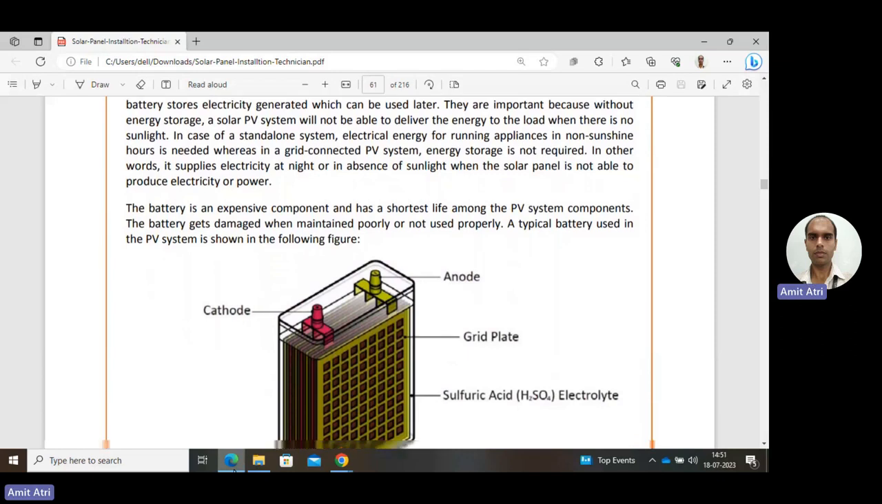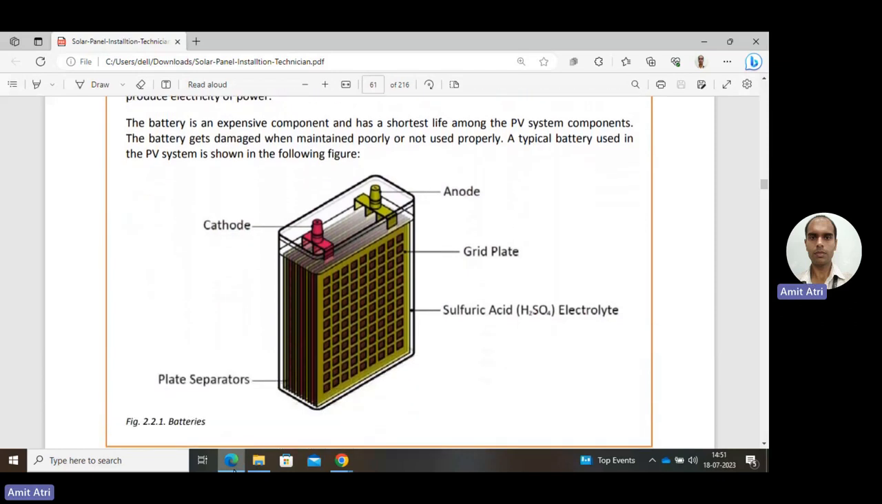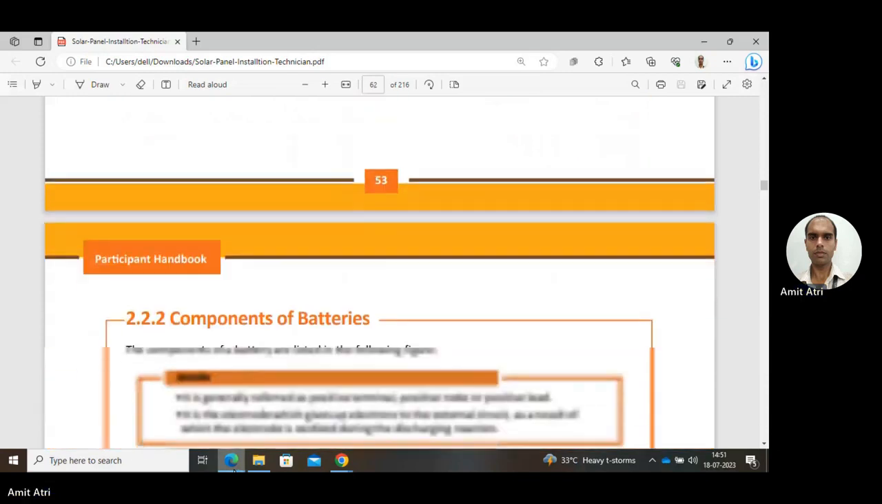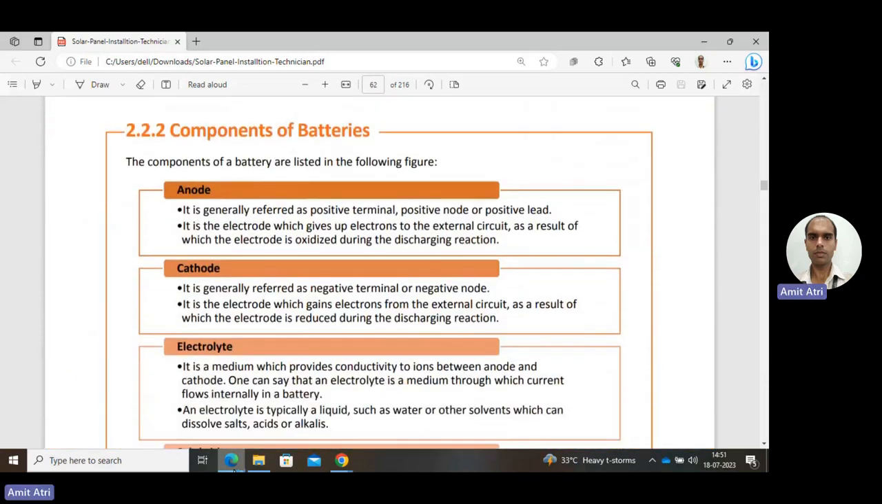In this figure, the main components of the battery are shown: cathode, anode, then grid plate. Between the plates, there are plate separators. After that, the electrolyte, that is sulfuric acid. This is a commonly used type of battery. We will be discussing it later, where we are using that sulfuric acid electrolyte.